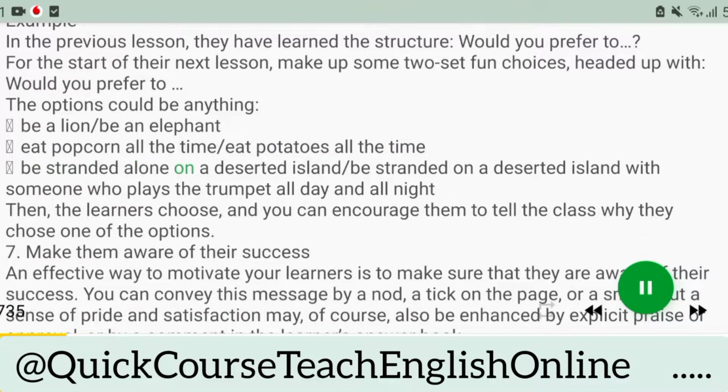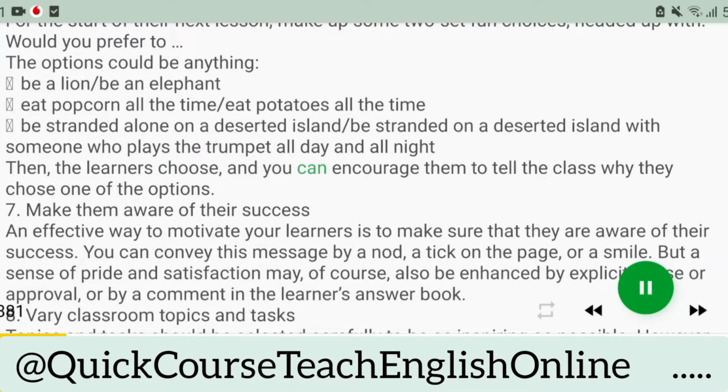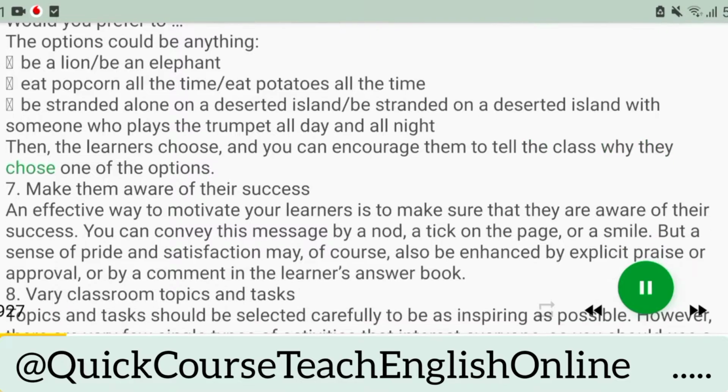Be stranded alone on a deserted island, or be stranded on a deserted island with someone who plays the trumpet all day and all night. Then, the learners choose, and you can encourage them to tell the class why they chose one of the options.